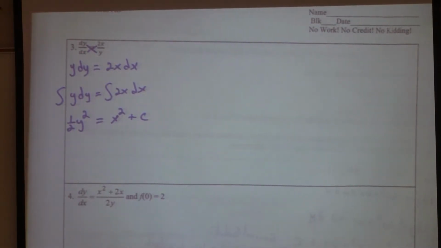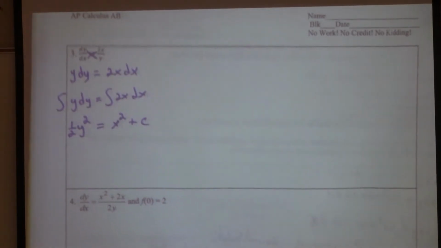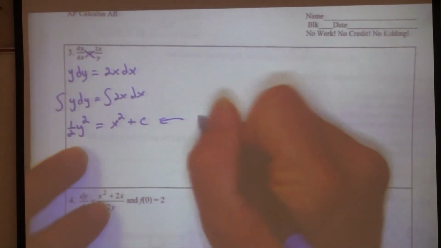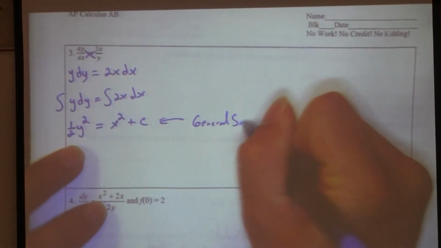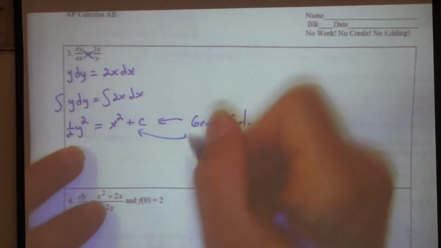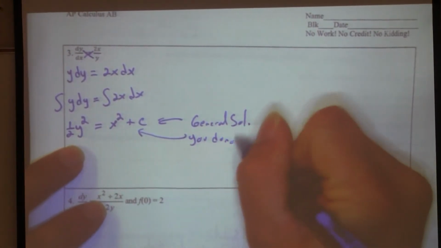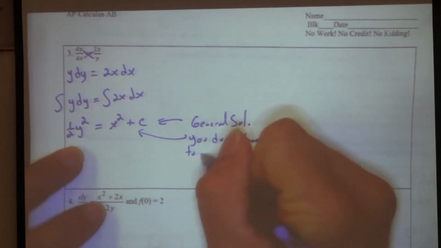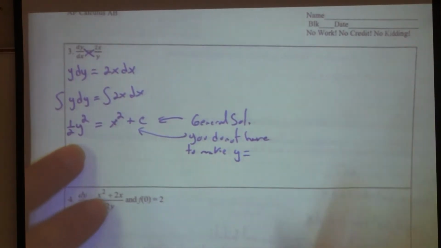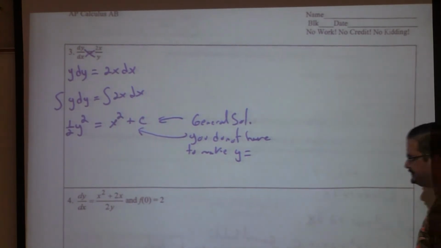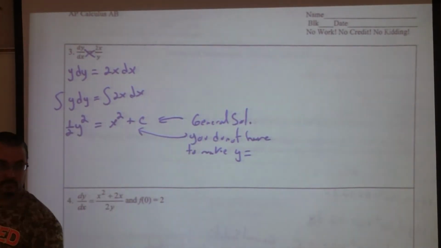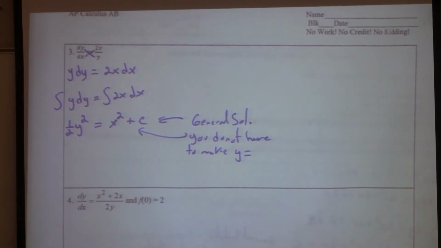So separate the variables, check. Integrate, check. Does it give us enough information to find a specific solution? No, they didn't give us a point on this one, right? So here we're gonna stop. This is what we would call the general solution. You do not have to make it y equals. You can leave it like that, which is fine. If they did give us a point, we would have to solve for y. You would have to get the c and then continue.